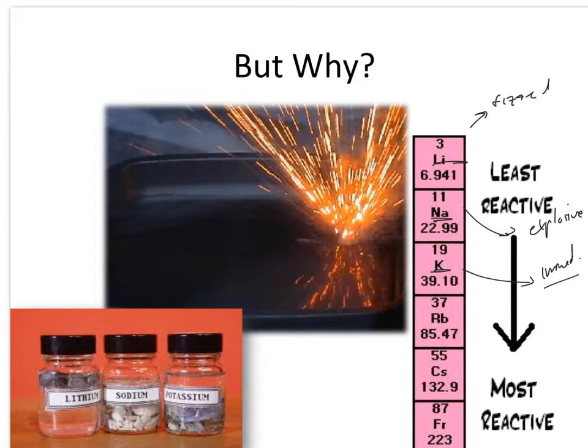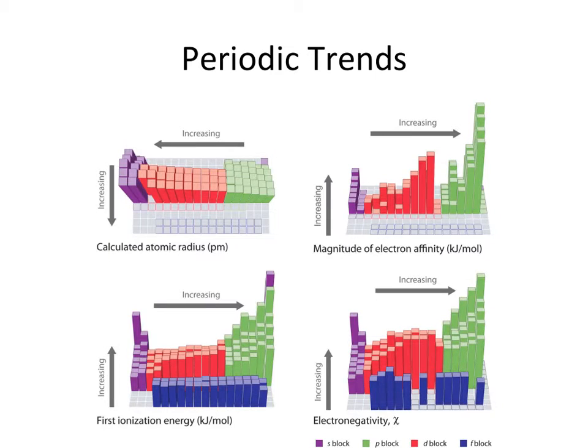What's the reason? Well, the short answer: it's all about the outer, or valence, electrons and how tightly they are held by a positive nucleus. The more tightly it's held, the harder it is to remove. Obviously, the more loosely it's held, the easier it is to remove. And we'll talk about why that is significant in a bit.